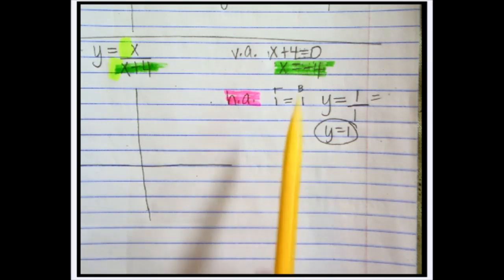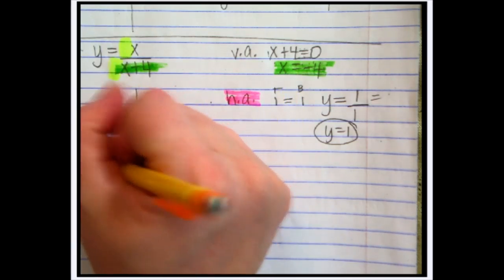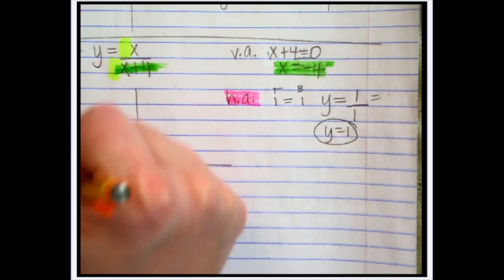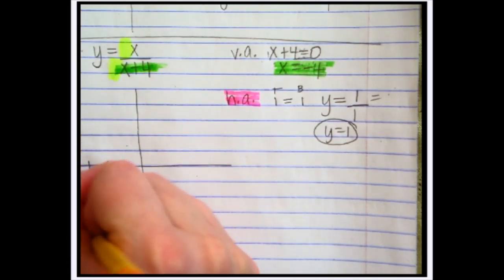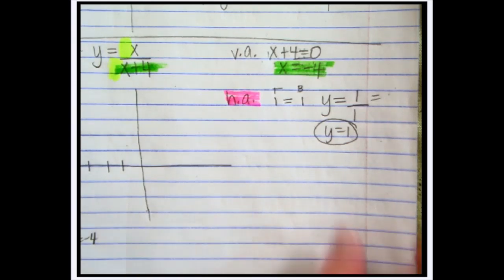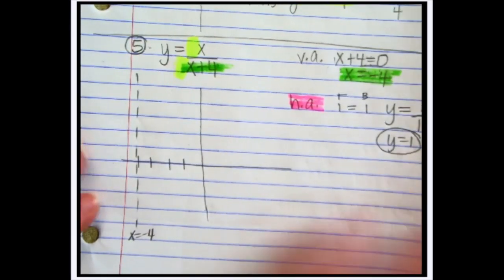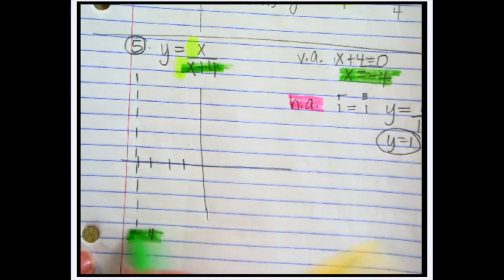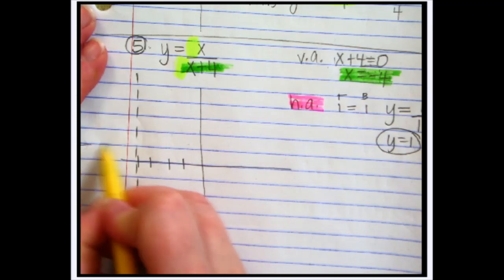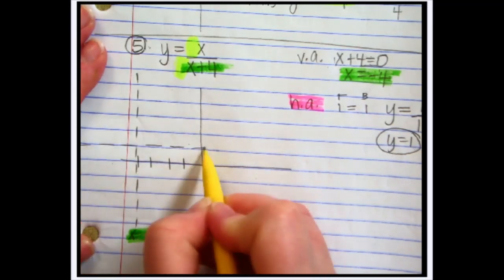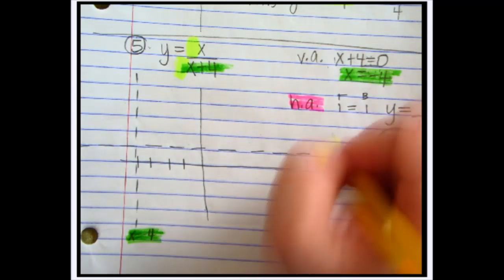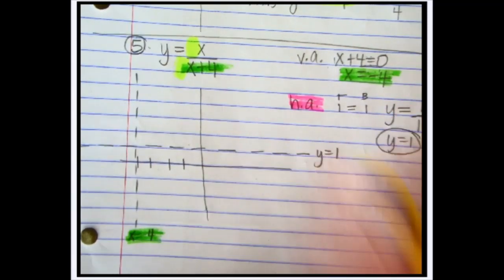So we have the vertical asymptote at negative 4. Again, I ask you to use a dashed line and label it as x equals negative 4. And then we do have that horizontal asymptote at y equals 1. So go ahead and label that as y equals 1.